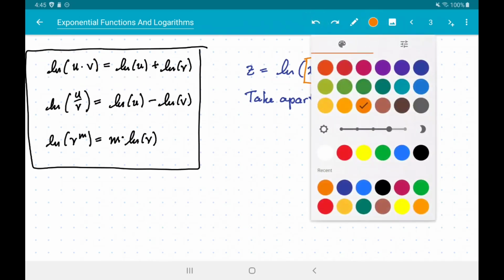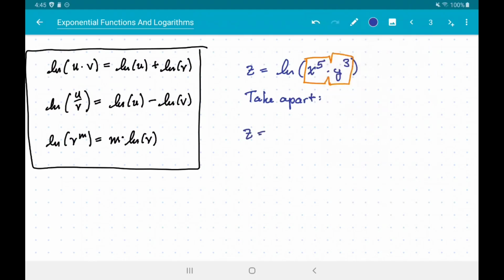Okay, so let me get back to my dark blue. I need to use the right-hand side, and u is the x to the fifth part, and v is the y to the third part. So ln of u, x to the fifth. So I've written out this much. Now I write the plus, and now I need to write ln of and put the v in there. That's the y cubed. Okay, so that is one step of taking apart this algebraic expression.